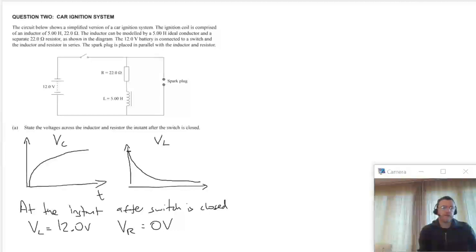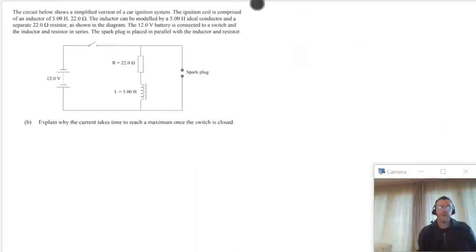Now, if we want to know what that would be worth in the exam, get both those right, achieved point, just one achieved point. Okay. Here's part B. Now, explain why the current takes time to reach the maximum once the switch is closed.